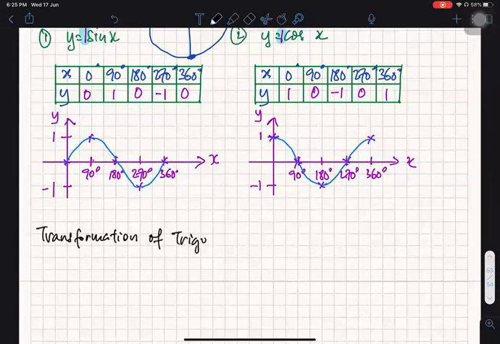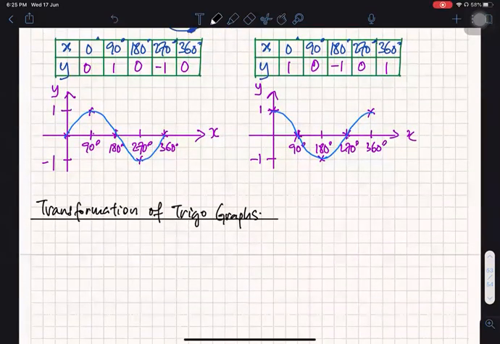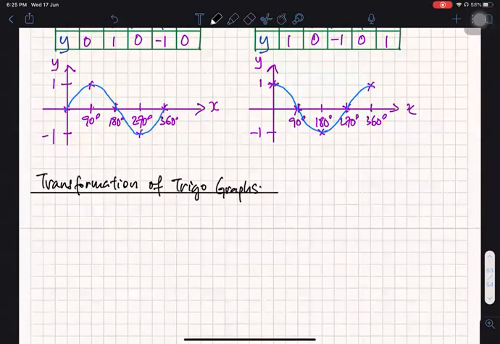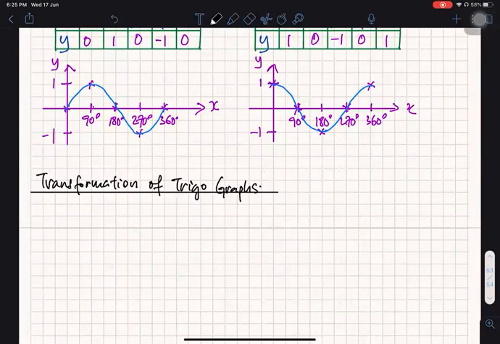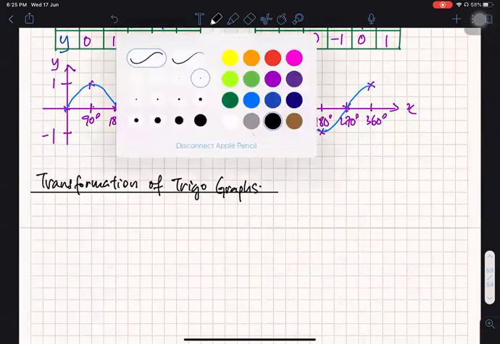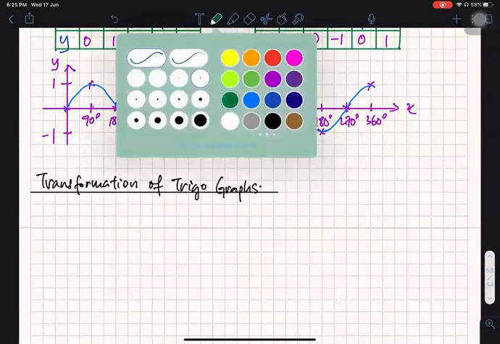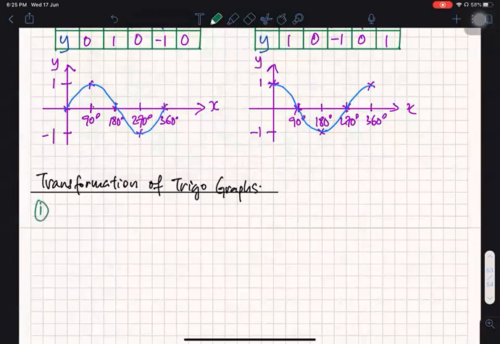Transformation of trigo graphs. Now, there are 5 transformations for the SPM syllabus, okay? There are actually 6, but you have 5 only. And you can have combinations. I'm going to teach you one by one, but you may have a combination of transformations. So the first one is amplitude.